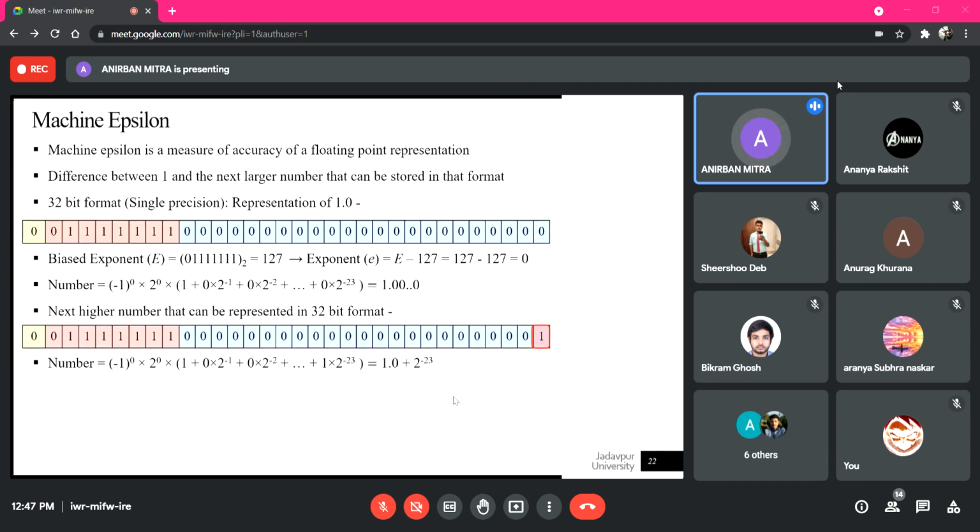So what is the difference with 1? The difference with 1 is 2 to the power minus 23. That gives us an approximate value of 1.19 into 10 to the power minus 7. It also indicates that we get an accuracy of 7 decimal digits in this format. That means after the point, you have 7 digits accurately represented.